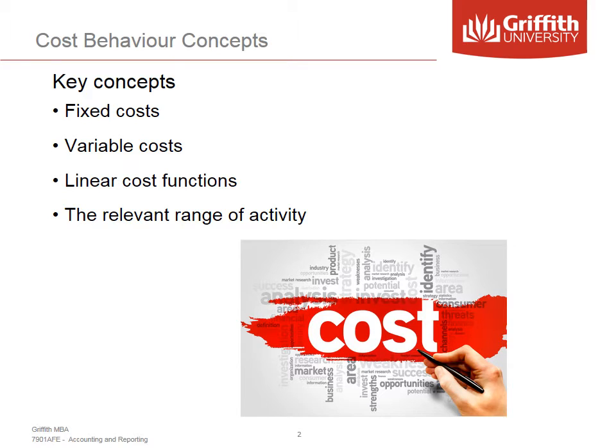So the key concepts we will cover off here: fixed costs, variable costs, both of which describe cost behaviour, a linear cost function, which is the algebraic representation of the fixed and variable cost behaviour, and a discussion about the relevant range of activity, which is only there because it tells us how far we can rely on the linear cost function and at what point that linear cost function is no longer representative of what we've been experiencing in our business.